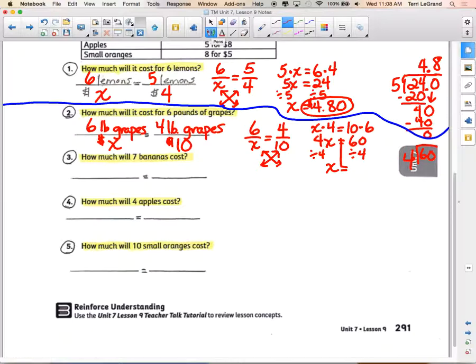Ikea, what do you get? 15. Is that what you got, Danny? Is that what you got, Kaden? Okay, all 3 of those hands are up. Everybody that had their hand up says 15. The rest of you agree with them? Okay, 15 what? Dollars. Remember, we go back over here and we see what the X was representing. It was representing dollars. So $15 is our answer. $15 for what? 6 pounds of grapes, right?